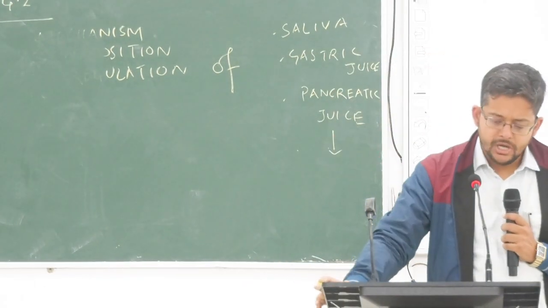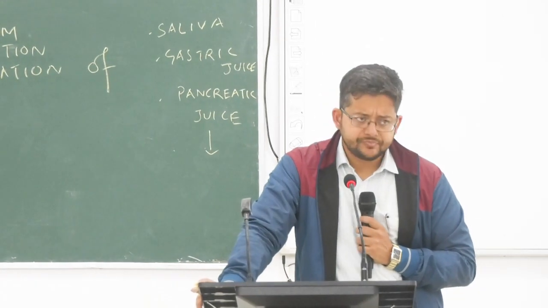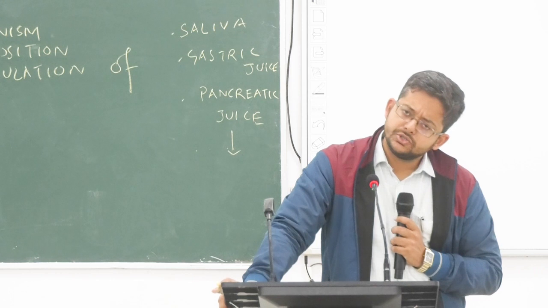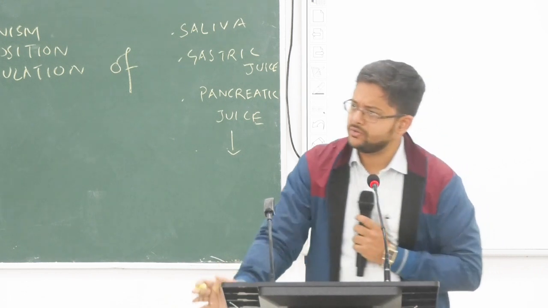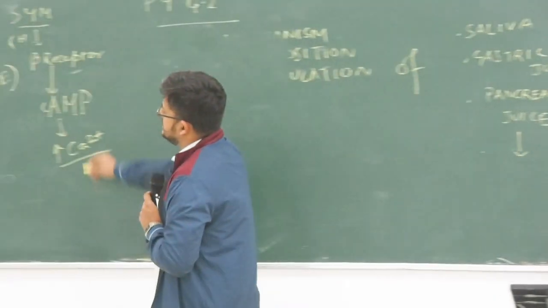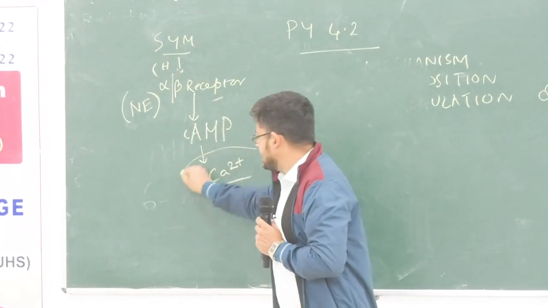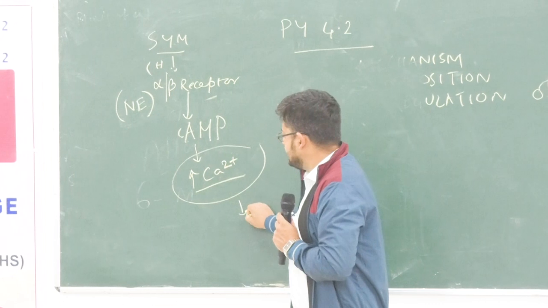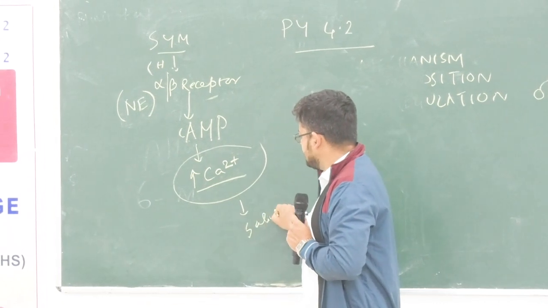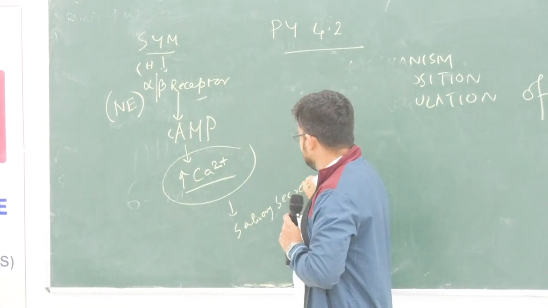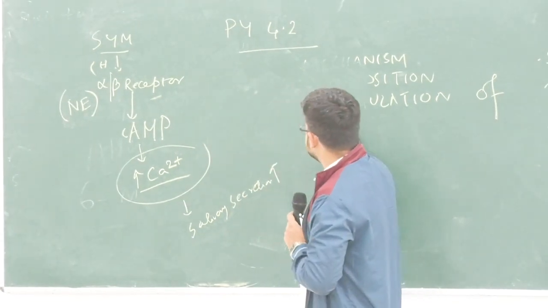So cAMP is formed. Once the cAMP is formed, basically, one more thing you need to remember, not only the beta pathway, it can also act on the alpha pathway. So we will remember that it acts on both alpha and beta. Ultimately calcium increases and ultimately salivary secretion increases. What about the parasympathetic system?